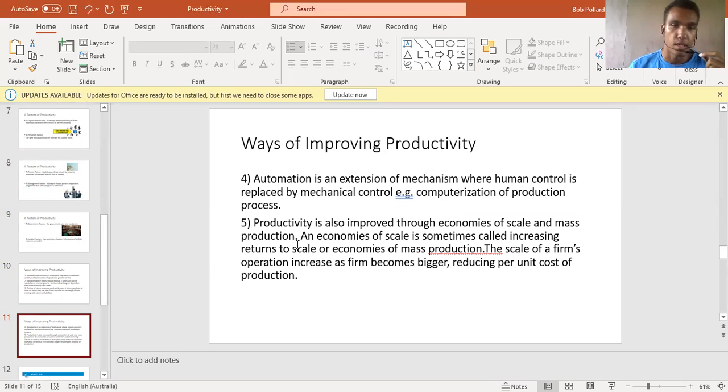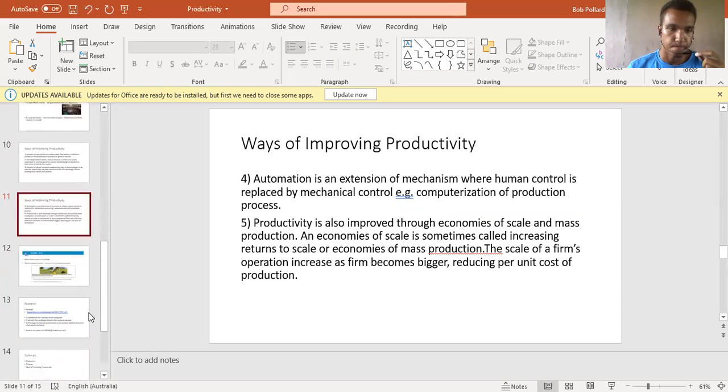And the last one, productivity is also improved through economies of scale and mass production. And economies of scale is sometimes called increasing returns to scale or economies of mass production. The scale of a firm's operation increases as firm becomes bigger, reducing per unit cost of production.